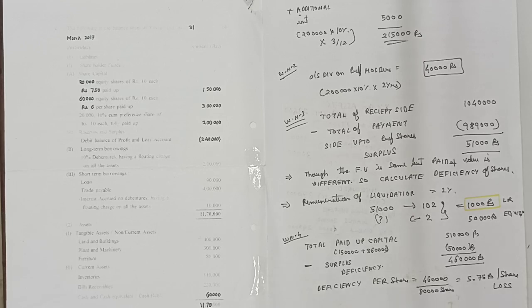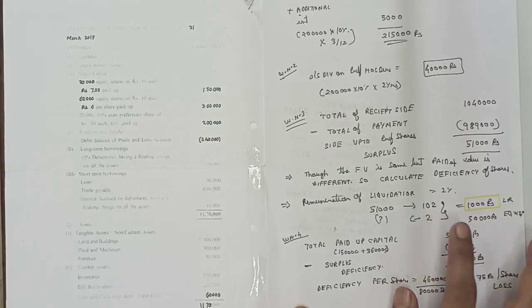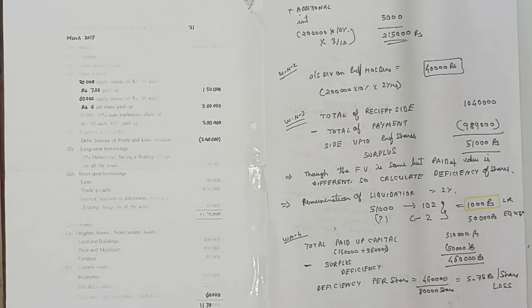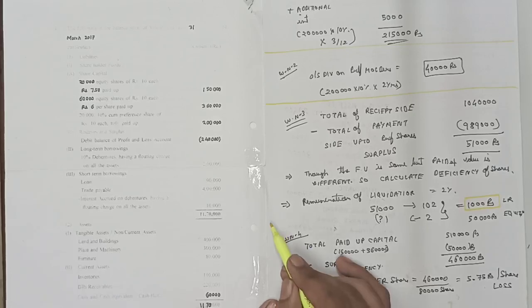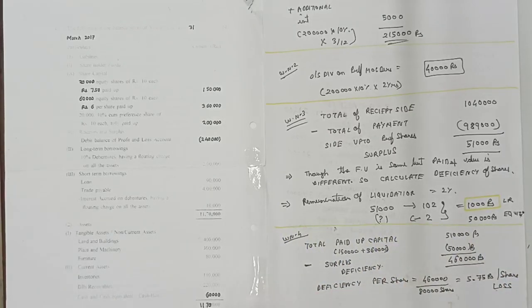What you have done, students, is you have found the total of the receipt side and the total of the payment side up till preference share capital. Whatever is found is surplus, right? This surplus includes the remuneration of the liquidator and the payment to be made to equity shareholders also. I calculated it in the same way as in the short sum. The remuneration to the liquidator is 1,000 rupees, right? Out of that, I also found the amount to be paid to equity shareholders. From that 50,000 rupees, the amount to be paid to equity shareholders is my surplus.